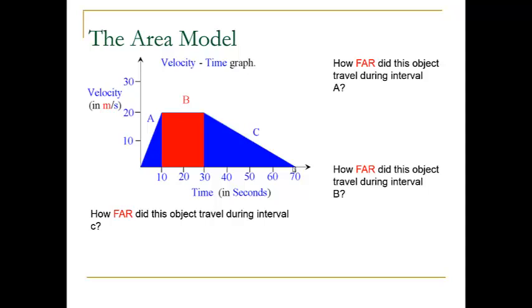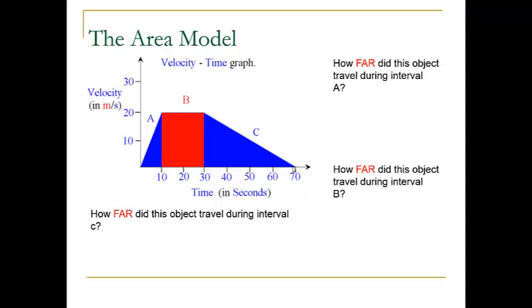The reason I can't use velocity equals delta x over delta t is because I'm not covering the same amount of distance each second, because I'm speeding up. As you're speeding up, you're increasing that velocity. That means that each second you're going to be covering a little bit more ground, so that equation doesn't work completely. So if I want to figure out how far I traveled during section A, all I have to do is find the area.